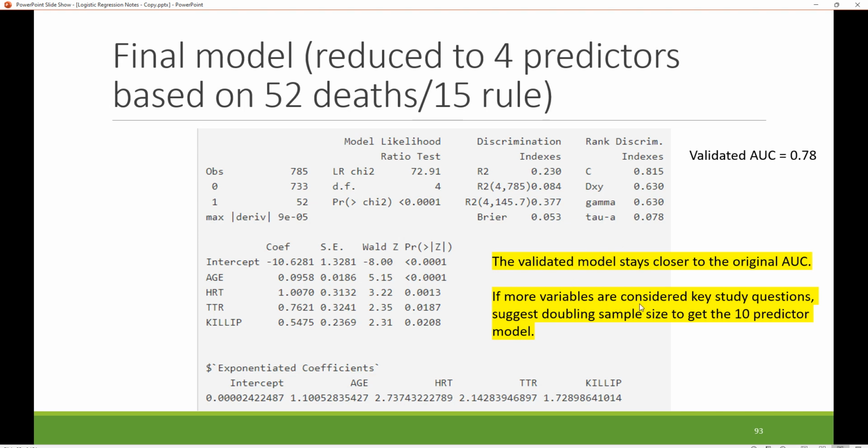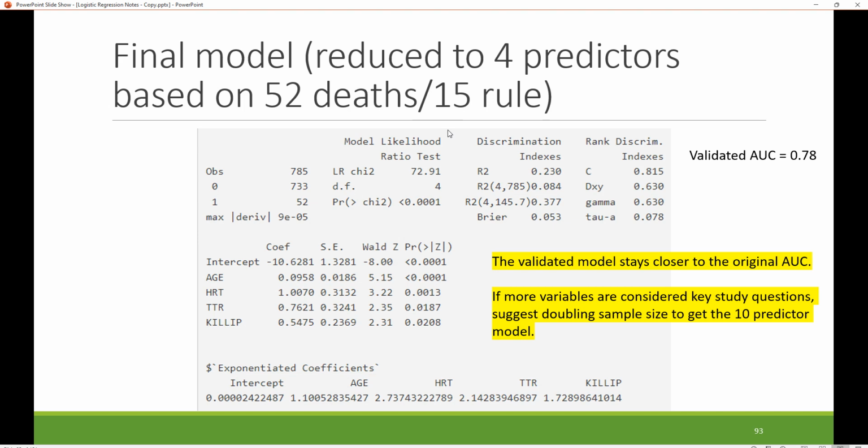If more variables are considered key study questions, suggest doubling the sample size to get the 10 predictor model. So if our clients really want to use those 10 predictors, what we can do is suggest that we wait until our sample size has doubled. And if we do that, then we may have 100 divided by 15 rather than 52 divided by 15.